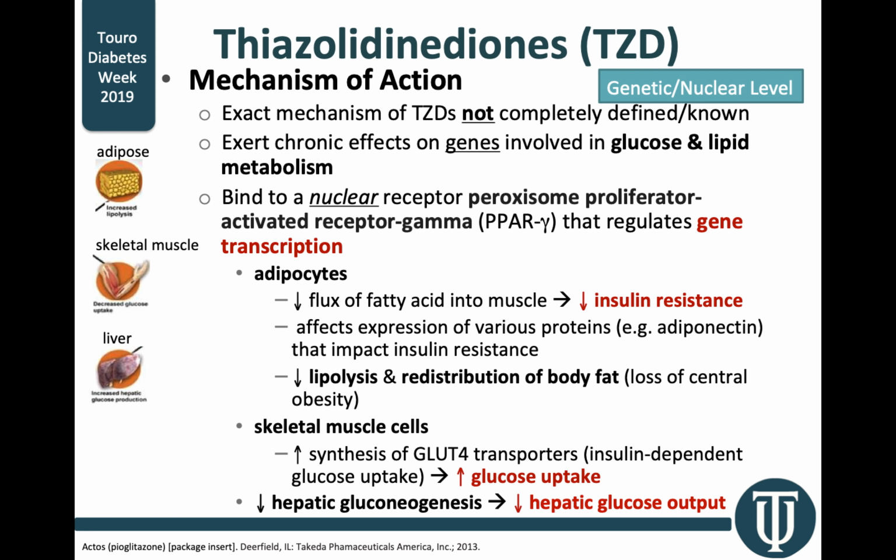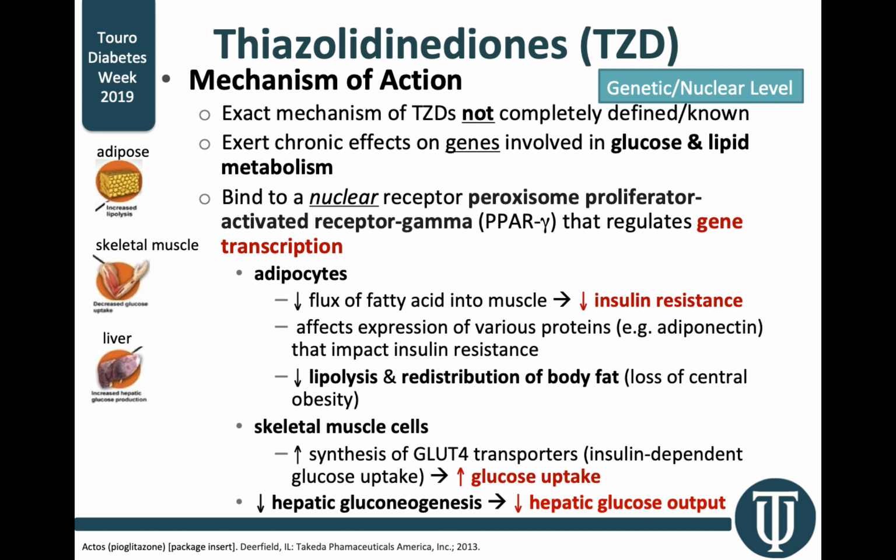And it would impact at least at 3 levels. So level 1 would be at the adipose tissue. It would reduce the flow of fatty acid into the muscle. So that will help to reduce the insulin resistance. And secondly, it will impact the expression of certain proteins that might impact the insulin resistance. And the next thing is that it will help to reduce the lipolysis and also help reduce a redistribution of fat.